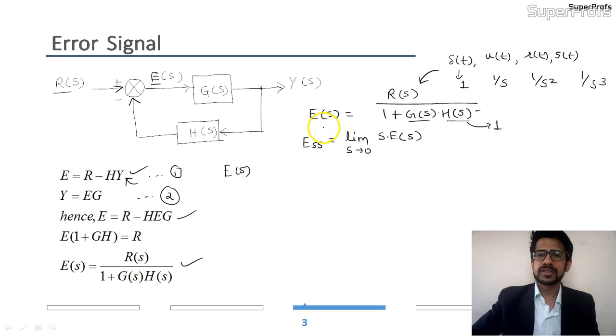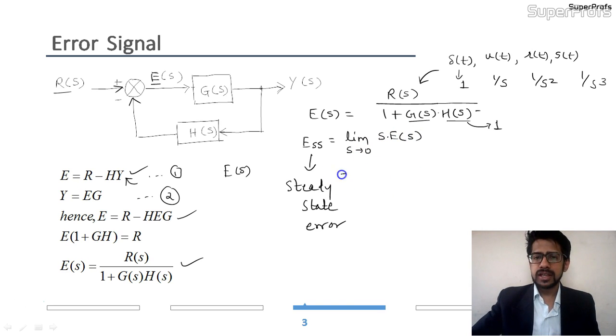So for e of s, what are the inputs that we need? We need some reference input, and we have to know the value of g of s, which is nothing but the open loop transfer function. Once we know r of s and g of s, we can calculate ESS or the steady state error. Let me write the steady state error to be equal to limit s tends to 0 s into e of s.